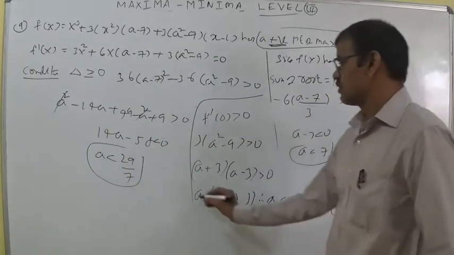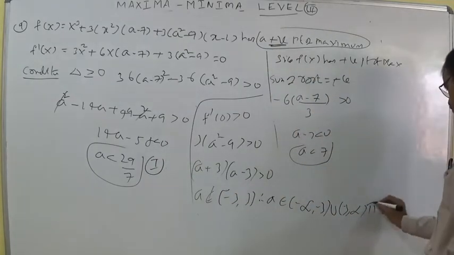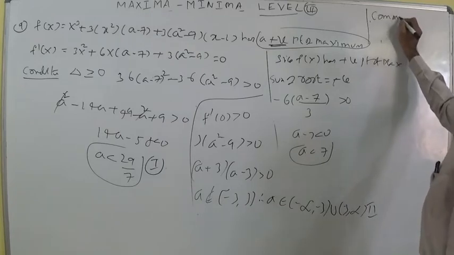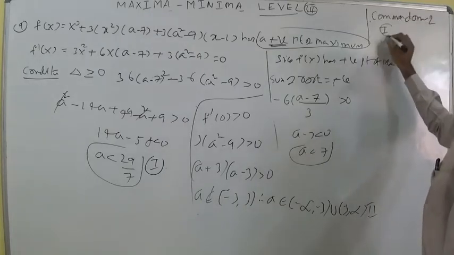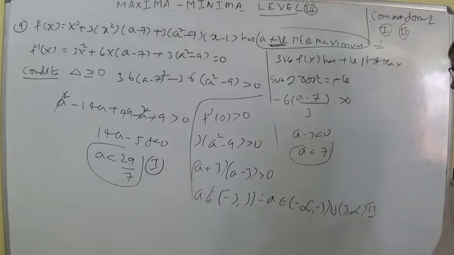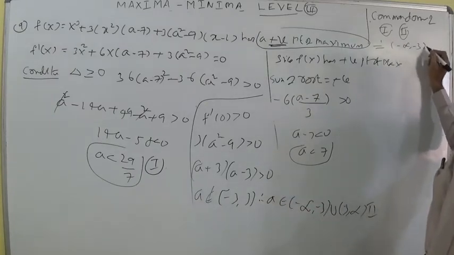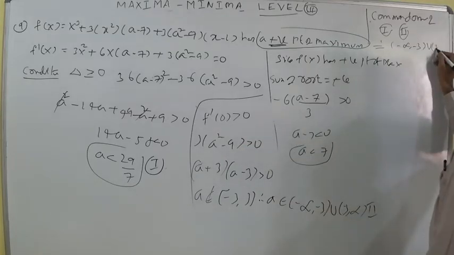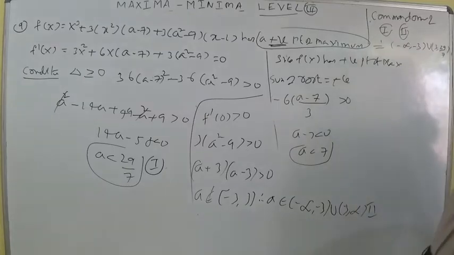Let this be the first one I am writing here, and this is the second one. I am writing here the common domain. The common domain of Roman number 1 and Roman number 2 is, on the negative side, minus infinity comma minus 3 union, here until infinity is there but it stopped at 29 by 7, so you can write 3 comma 29 by 7.